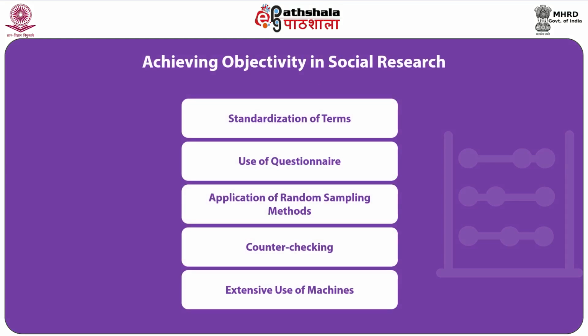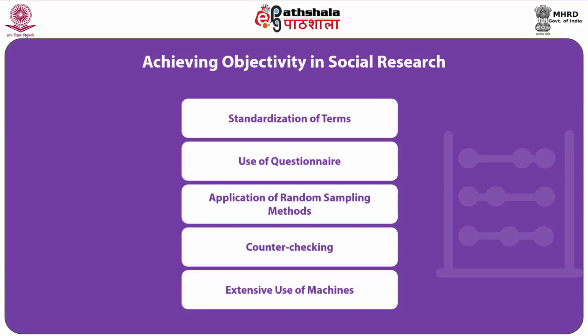Another thing is that counter checking has to be maintained in order to avoid the prejudice and bias, that is, subjectivity, of the researcher and our field investigators in collecting data. One can counter check by sending some other investigators to the same or similar fields, and the findings are then compared. And also nowadays, we are making extensive use of machines. If social researchers make use of machines and mechanical devices during data collection and analysis, the objectivity can be improved to a considerable extent.